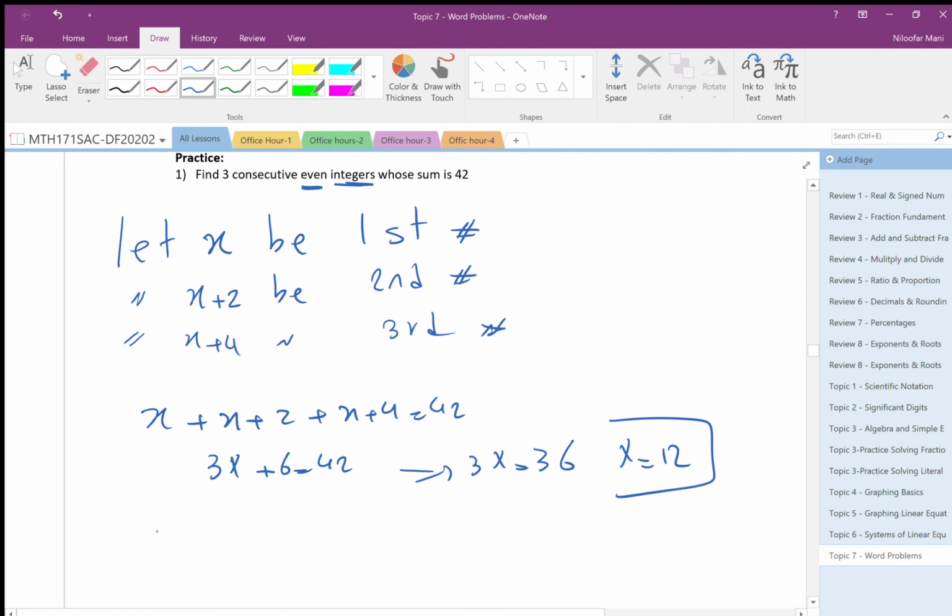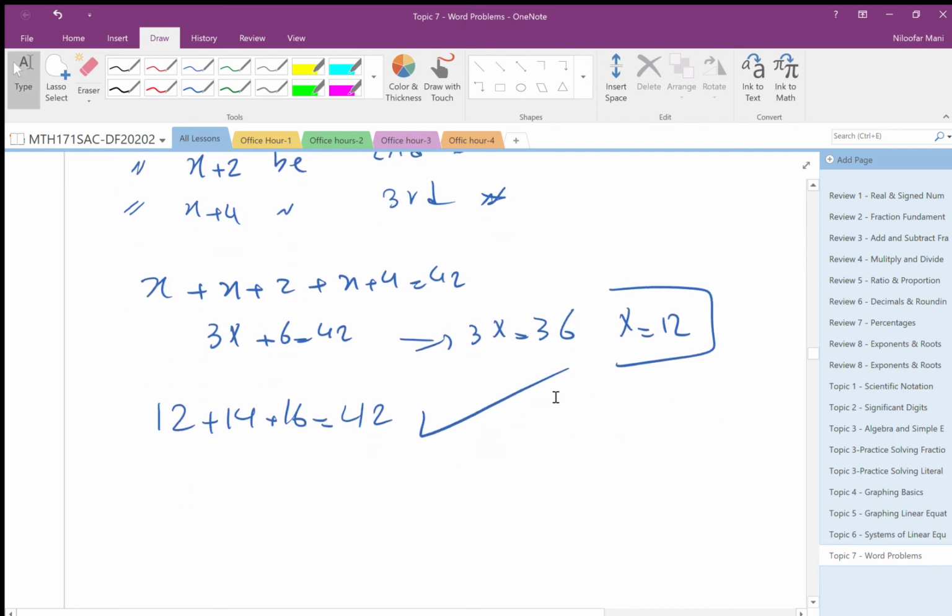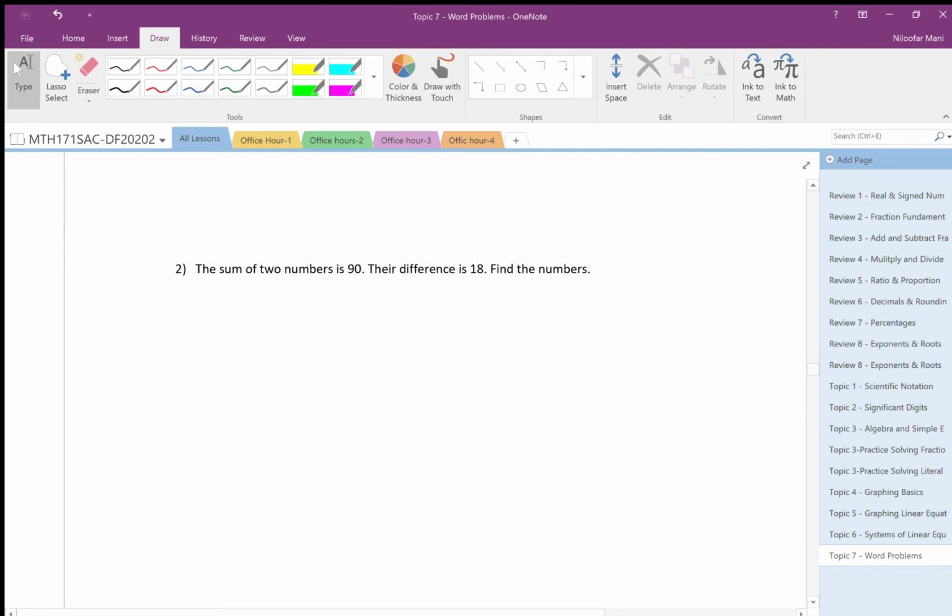Now I can check it. So 12 plus 14 plus 16. What is the answer? Yes, it's 42. Perfect. I can write my answer here. So the numbers are 12, 14, 16. So now I can continue to the next question.